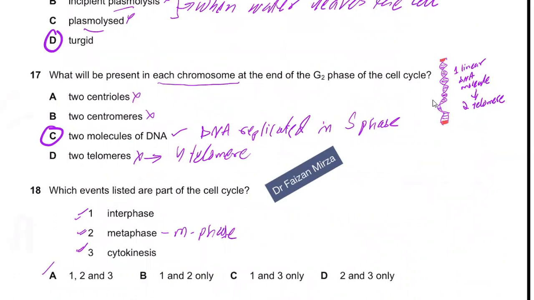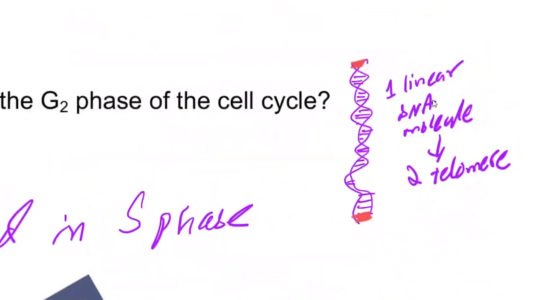Two molecules of DNA, yes, DNA replicated in S phase. And if the DNA is replicated, we know one linear DNA molecule has two telomeres, and this is the telomere, and this is the telomere. One linear DNA molecule has two telomeres.